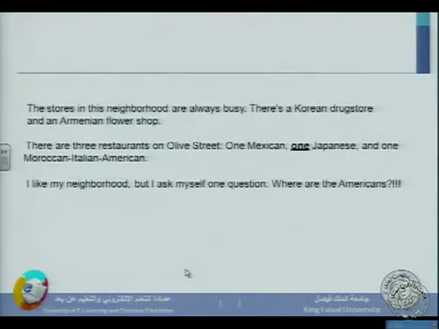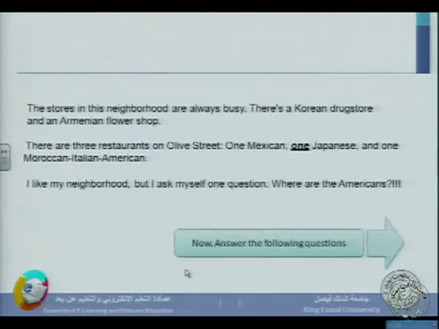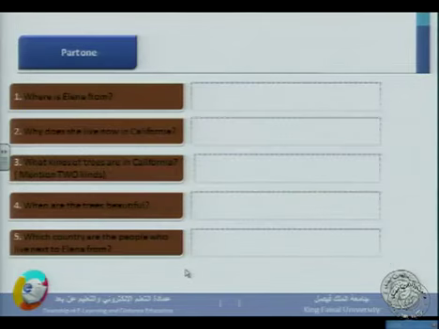The stores in this neighborhood are always busy. There is a Korean drugstore and an Armenian flower shop. There are restaurants on Olive Street: Mexican, Japanese, Moroccan, Italian, American. I like my neighborhood, but I ask myself one question: where are the Americans? Okay? So now let us answer the following questions. If you read here, where is Elena from?